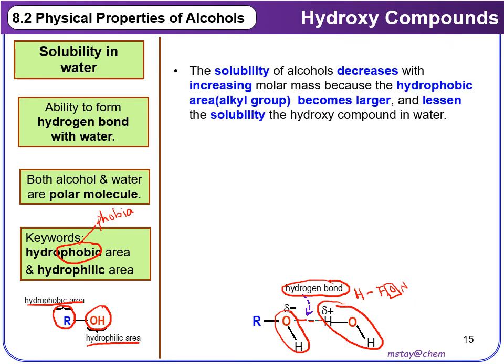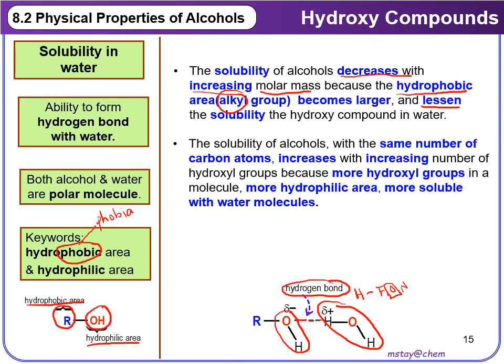So the solubility of alcohol is going to decrease with increasing molar mass, because of the larger hydrophobic area. So that's when we look at the alkyl group. The larger the alkyl group, the bigger the hydrophobic area, and it is less soluble in water.